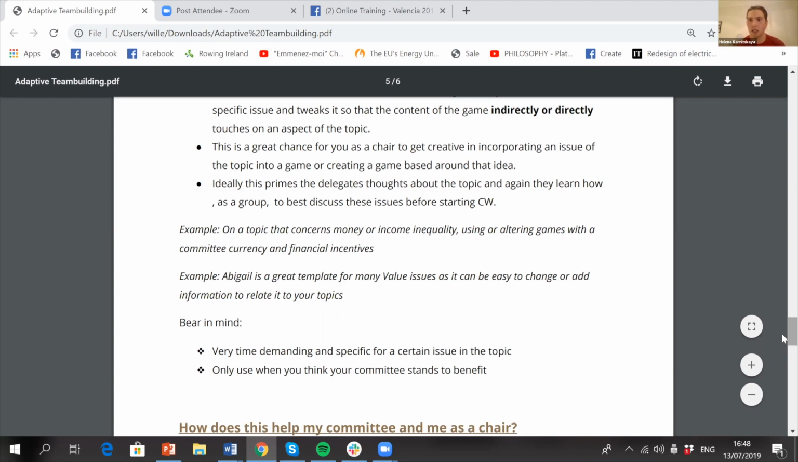To sum this up, it goes back to the issue of how this helps my committee and me as a chair. Yes, I've understood how I want to go about adapting my team building. I know the different themes, the types of games I want to play, and I've even thought of a game I could incorporate, which is that third level. What is the benefit from these things? That's what I'm going to discuss now, my experience as a chair and what I've seen in taking this approach and adapting your team building, and how it's helpful.